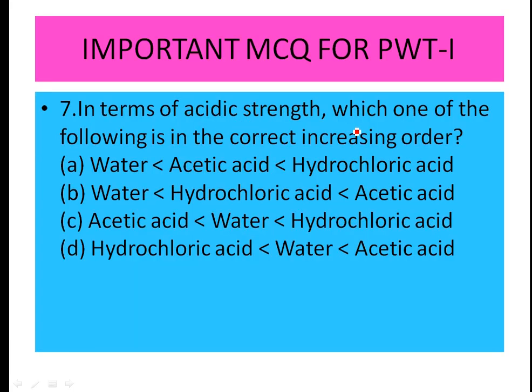In terms of acidic strength, which one of the following is the correct increasing order? Acidic strength means which is more acidic and less acidic. The more acidic acids are those which are strong. So in these four options, water is neutral, acetic acid is a weak acid, and hydrochloric acid is a strong acid. Option C, water, hydrochloric acid, acetic acid, will be wrong here. Acetic acid, water, and hydrochloric acid is also wrong. Hydrochloric acid, water, and acetic acid is wrong. So the correct answer here is A.